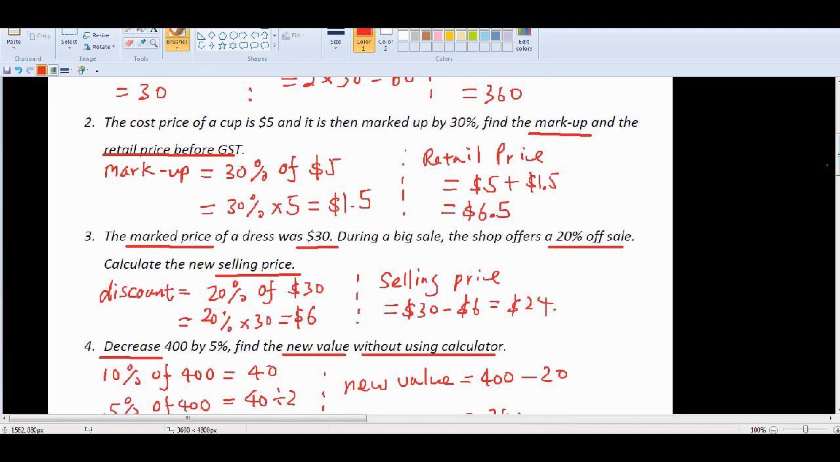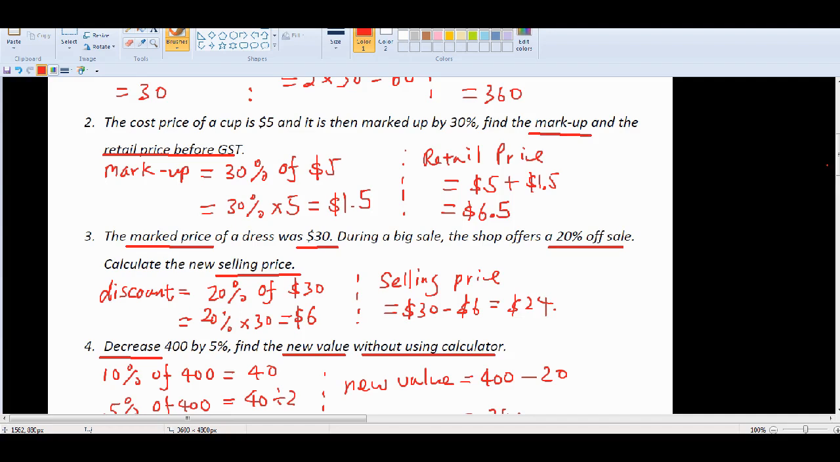Okay, second one is about markup. Still remember markup, which is about after you bought something, you need to mark the price up so that you could make a profit by selling it. So markup is against the cost price. It's based on the cost price. So it's about markup by 30%.